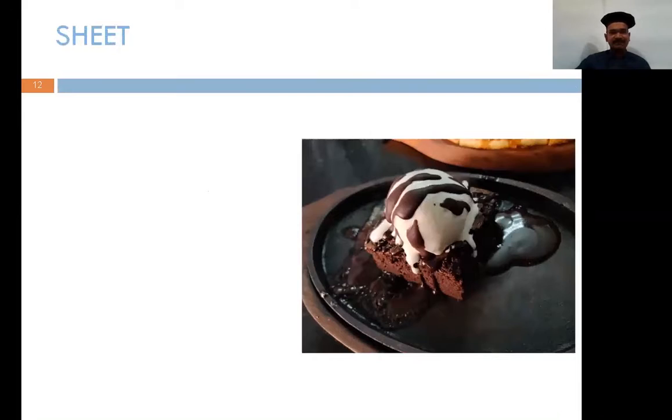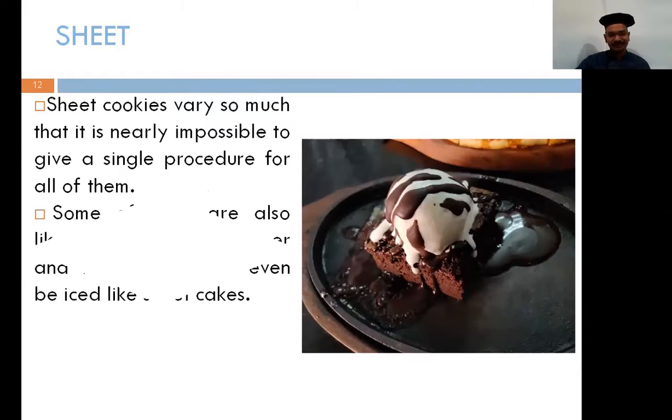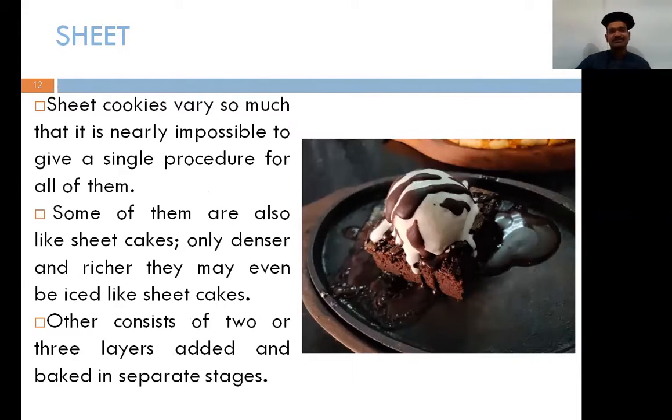The last type of cookie is sheet cookies. Now the picture is very familiar to everybody. Those are brownies. Sheet cookies vary so much that it is nearly impossible to give a single procedure for all of them. Some of them are also like sheet cakes, only denser and richer.